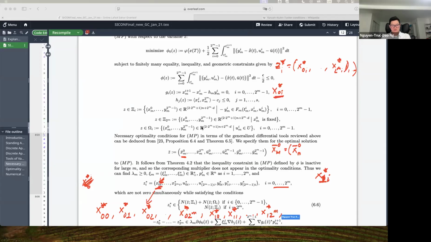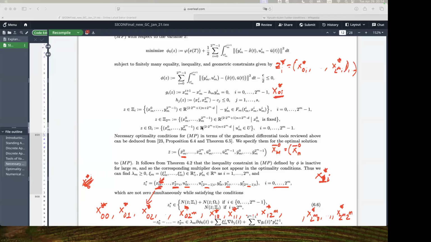Right? This is not difficult. It's just going to be a mess with all the notations. And then for the last one, it's going to be a vector as well. Please remember i here runs from 0 to 2^m. So you have x star 2^m,0 until x star 2^m,2^m. That's how we write it. And similarly for u here as well and y here as well. Are we good?